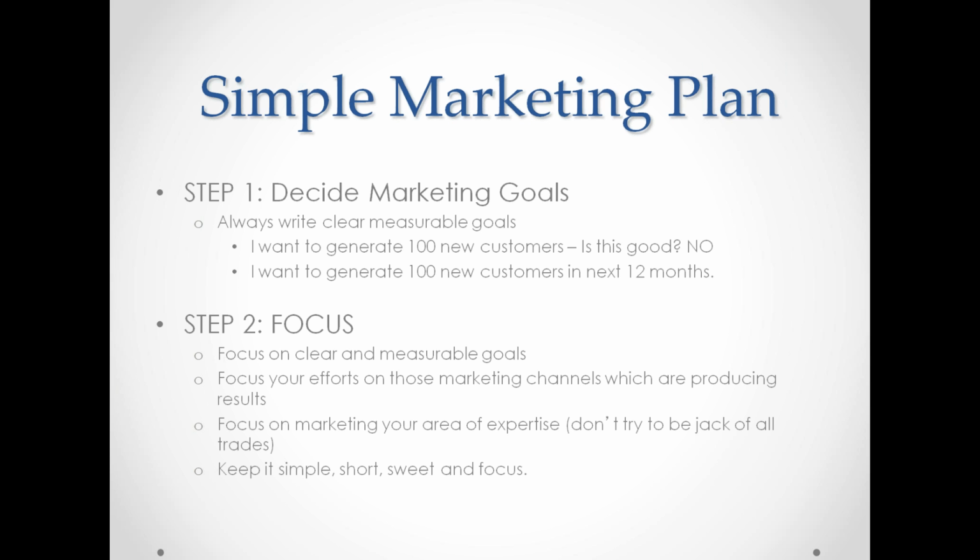So remember the steps to our simple marketing plan. Step 1 is decide your marketing goals. Always write clear, measurable goals. I want to generate 100 new customers. Is this a good goal or a bad goal? Well, in the series, we determined that it was not a good goal. We need to be more specific. So instead of saying that, we want to say, I want to generate 100 new customers in the next 12 months. It's more refined, and now we have a time span and a goal that we can reach.